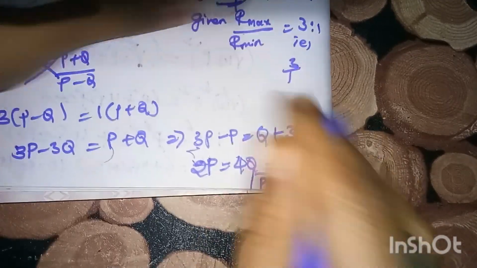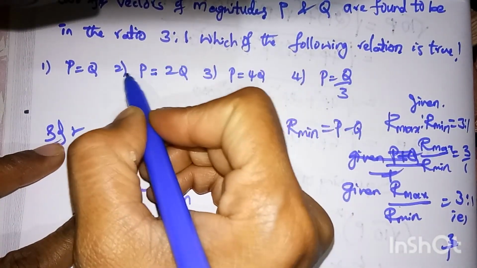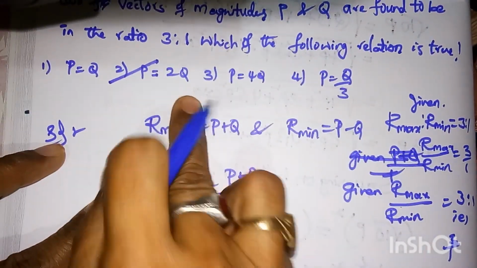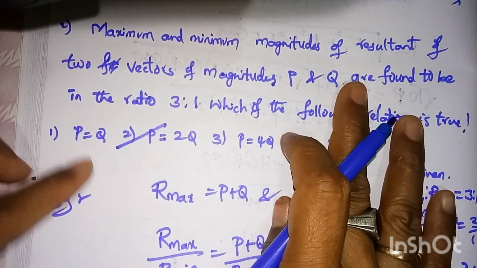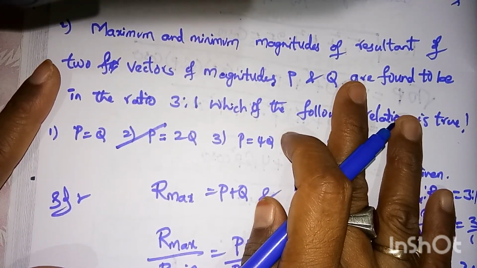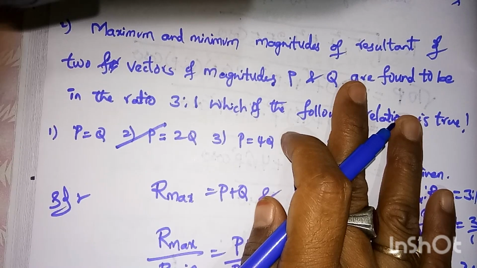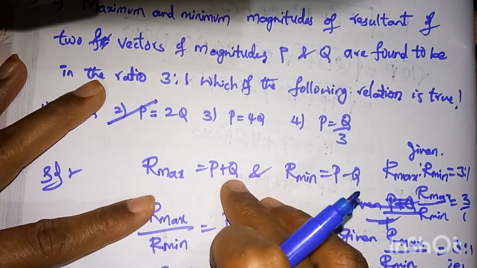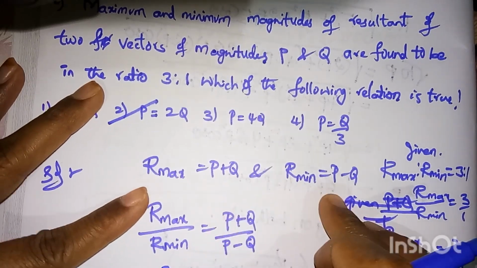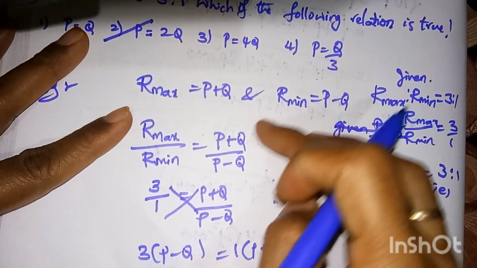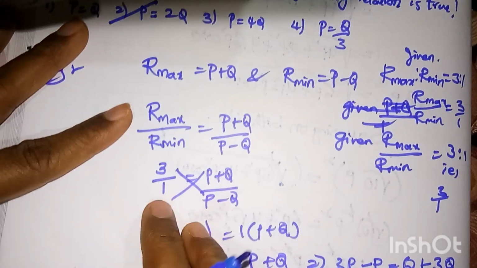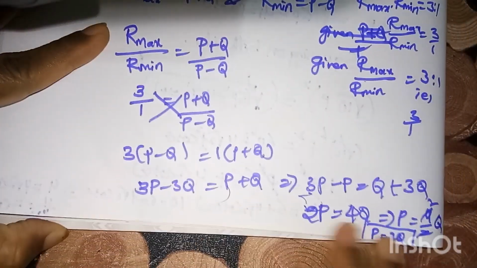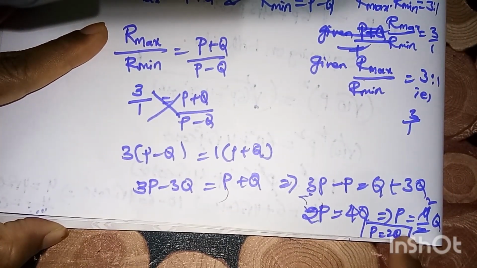So you want the relation between p and q, right? So the answer is p equals 2q. Second option is correct. They have given the maximum and minimum magnitude of resultant, that is R maximum and R minimum, as 3:1, that is 3/1. But we know that R maximum is p plus q and R minimum is p minus q. As the given terms have been substituted, we got the relationship between p and q.